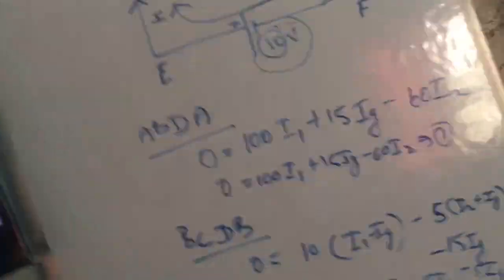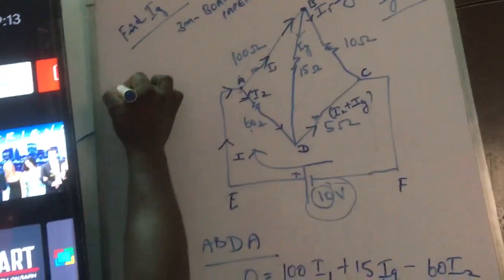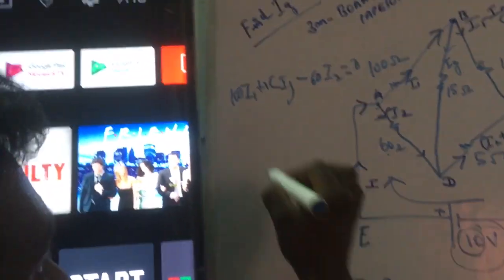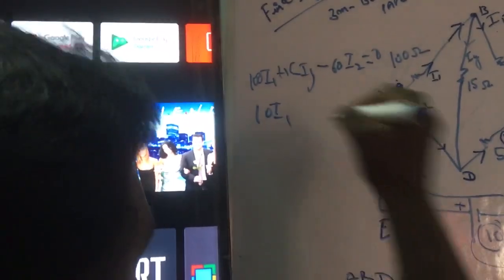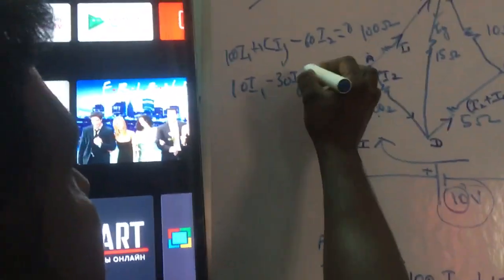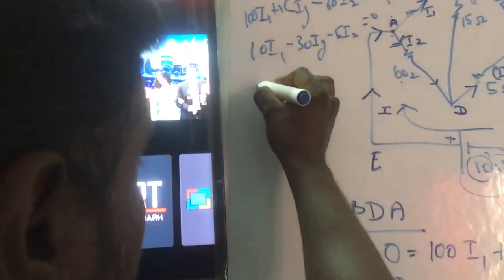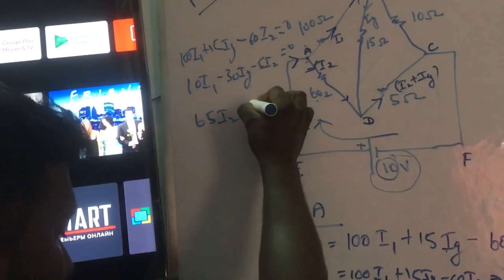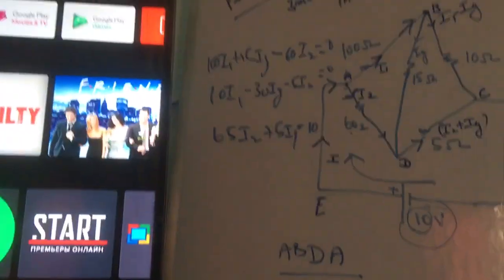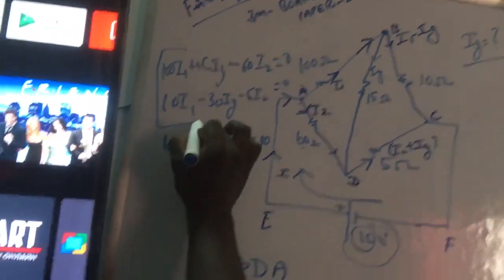So I got three equations now. What are the three equations? That is 100 I1 plus 15 IG minus 60 I2 is equal to 0. That is my equation number 1. Equation number 2 is 10 I1 minus 30 IG minus 5 I2 is equal to 0. And the final equation is 65 I2 plus 5 IG is equal to 10 volt. So now be clever. You can use these two equations.